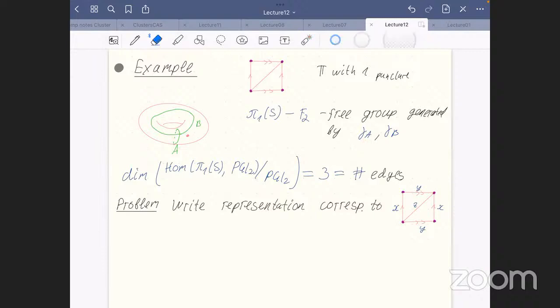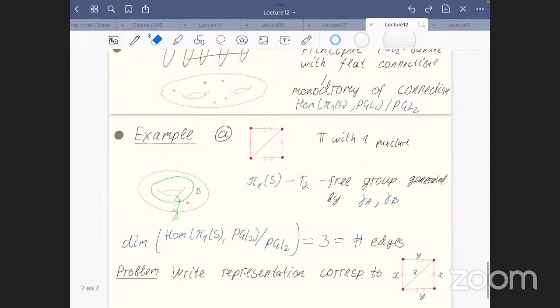Okay, maybe I can comment. Okay, let us look at example B.